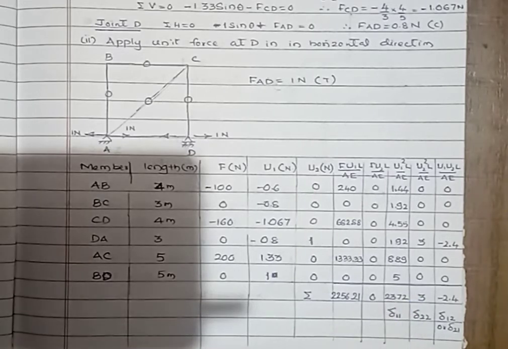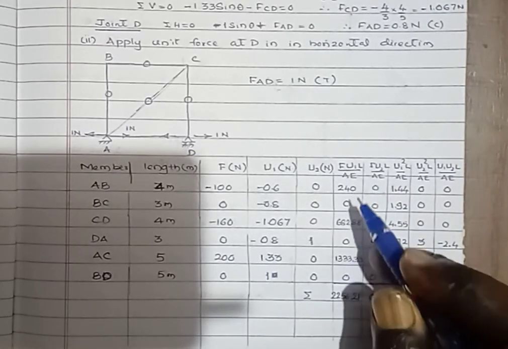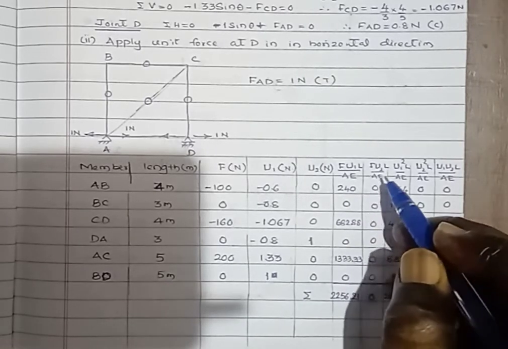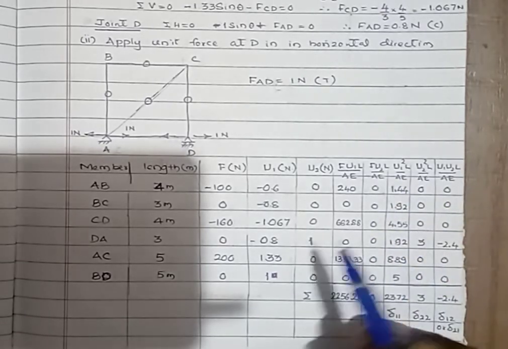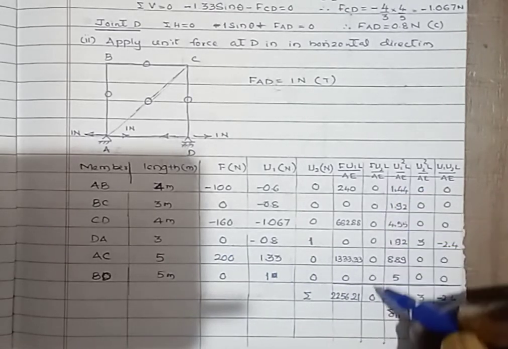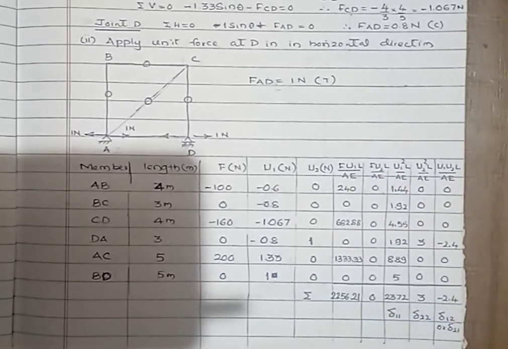Therefore the summation of F U1 L by AE is 2256.21 by AE. This is due to the first unit load along the redundant BD. Then the second one, along the redundant 2, only one member has a positive U2, but the force F in that member is 0. Therefore all the values of F U2 L by AE are 0. The summation of F U2 L by AE is 0.